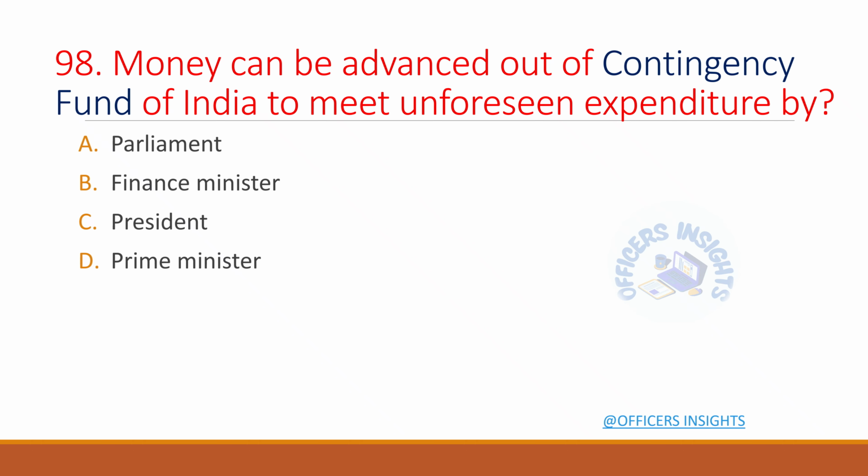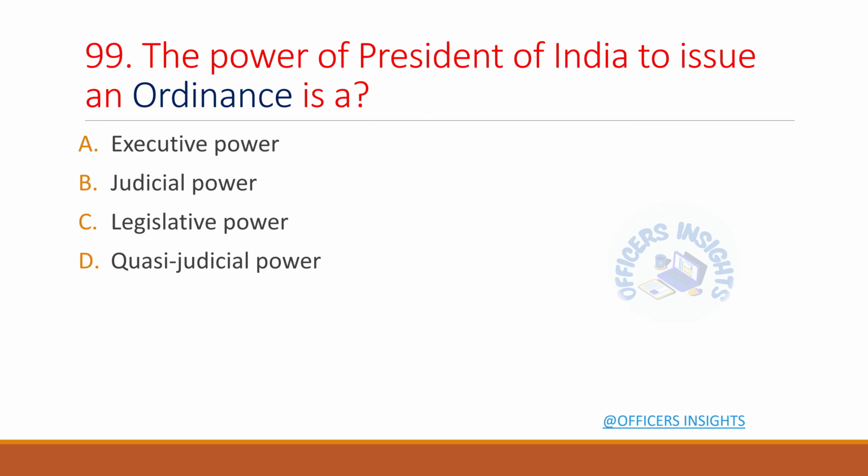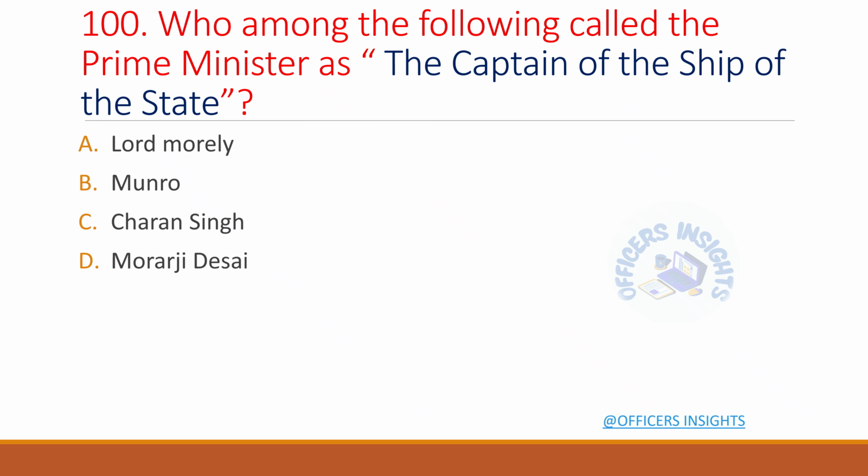Money can be advanced out of contingency fund of India to meet the unforeseen expenditure by. Correct answer is option C, President. The power of President of India to issue an ordinance is a. Correct answer is option C, legislative power. Who among the following called the Prime Minister as the captain of the ship of the state? Correct answer is option B, Munro.